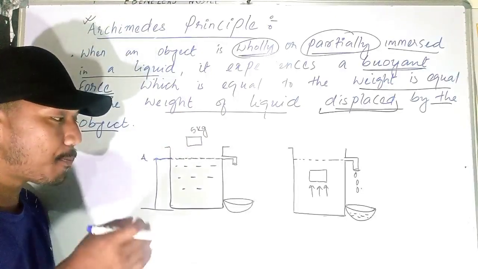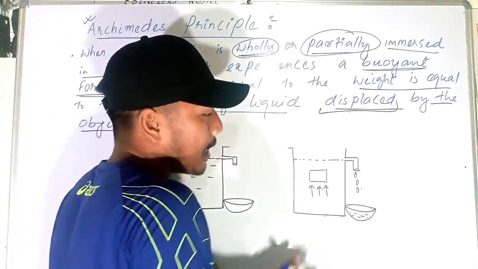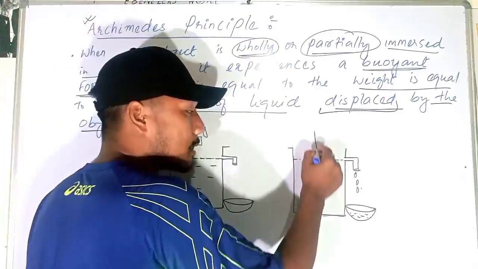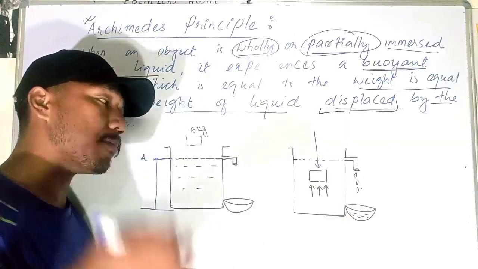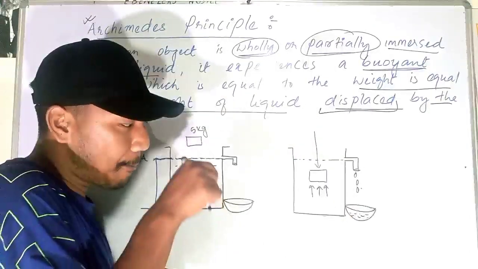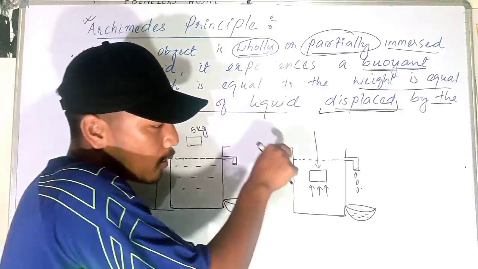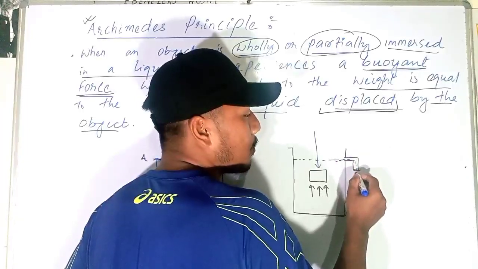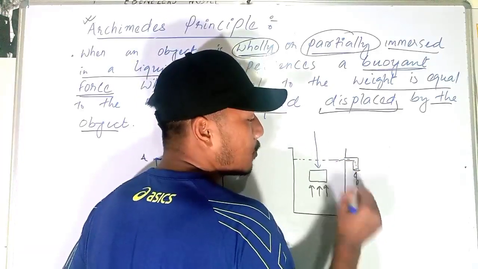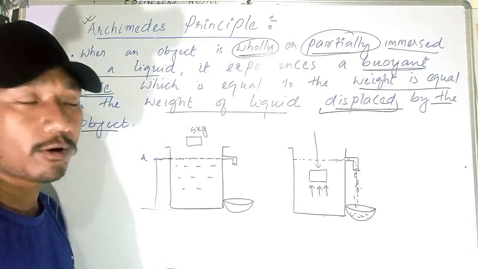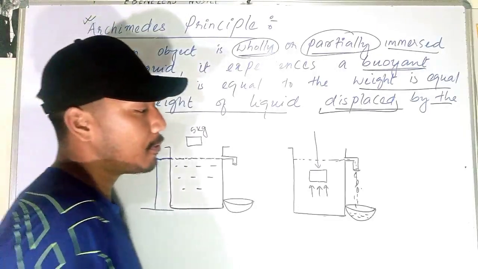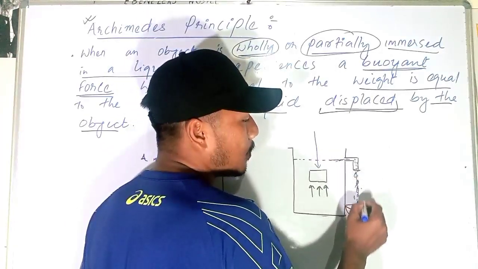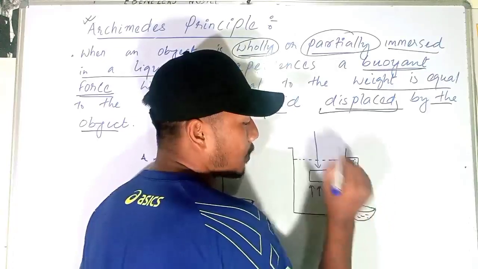The moment I put the 5 kgs of stone into the water, I will let it immerse. Then some amount of water will come out from the containers. Do you follow? Yes. The moment I put the stone in, some amount of water will be removed, right? It will come out of the containers.